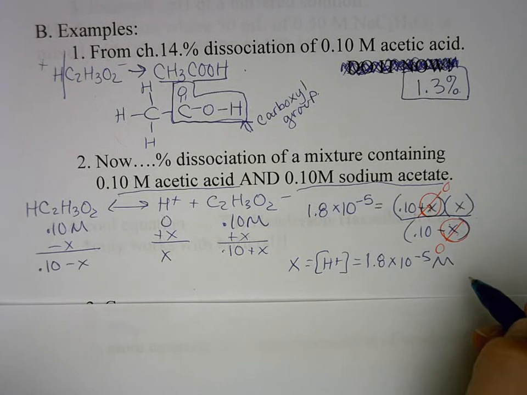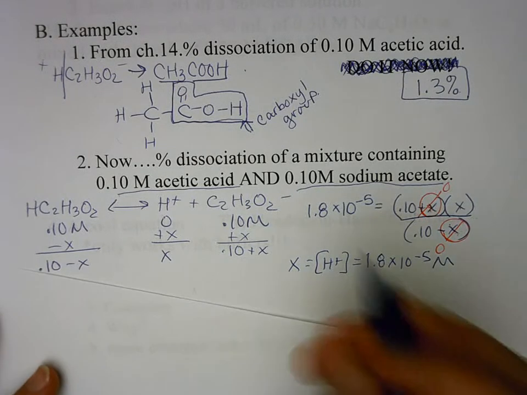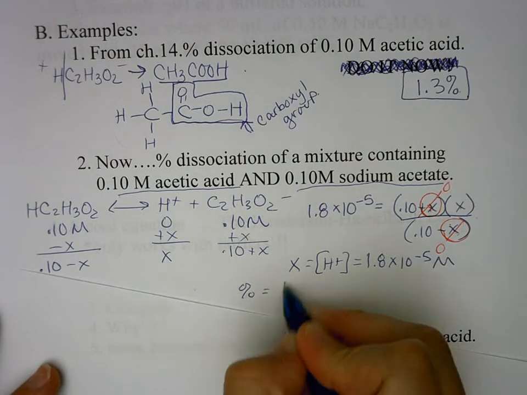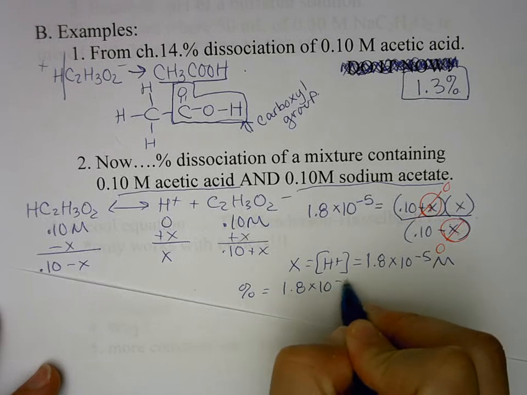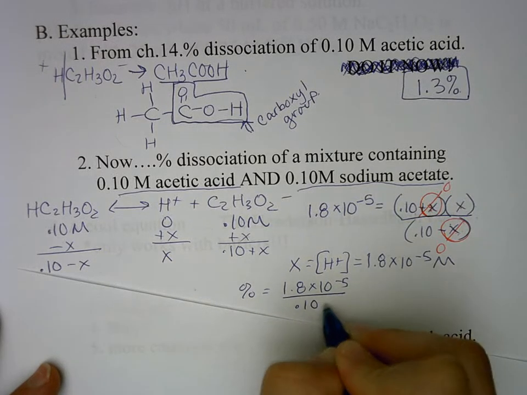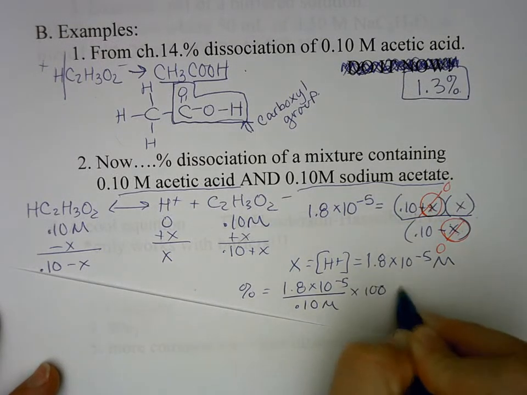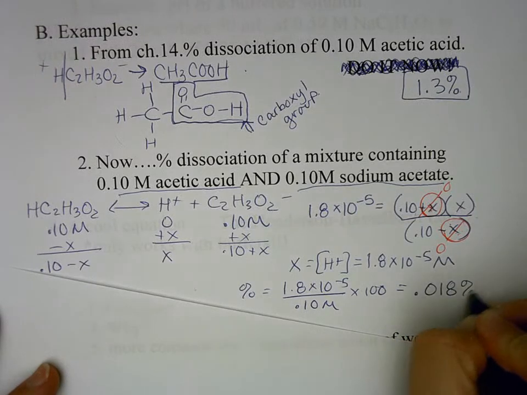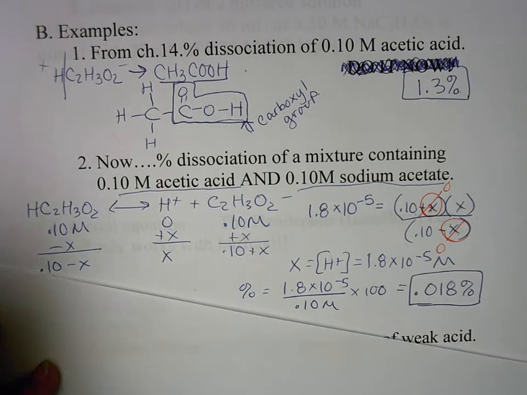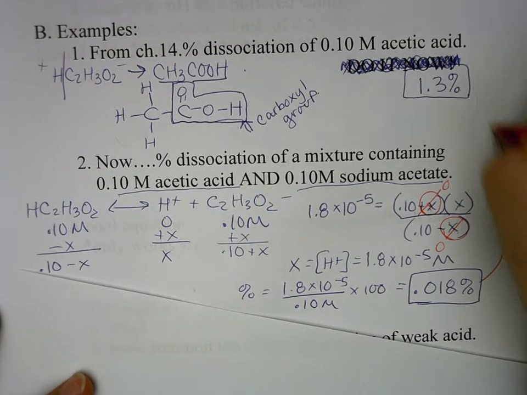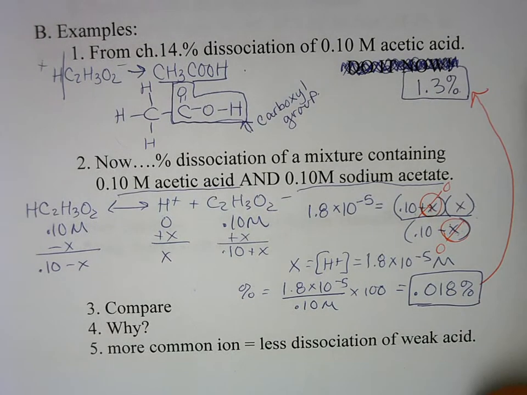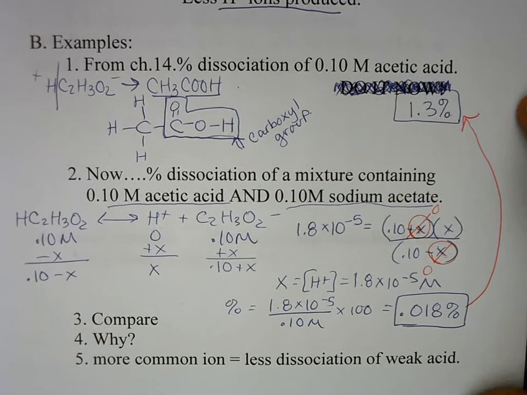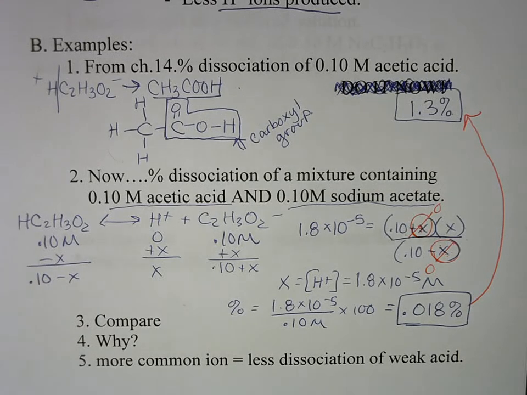Now I want to figure out the percent dissociation. To do that, I'm going to take that 1.8 times 10 to the negative 5, divide it by the initial concentration of 0.1 molar, times 100 to give me percent. You get 0.018%. If I compare that number with the number we calculated up here, it is, of course, much smaller. 0.018 is much smaller than 1.3%.